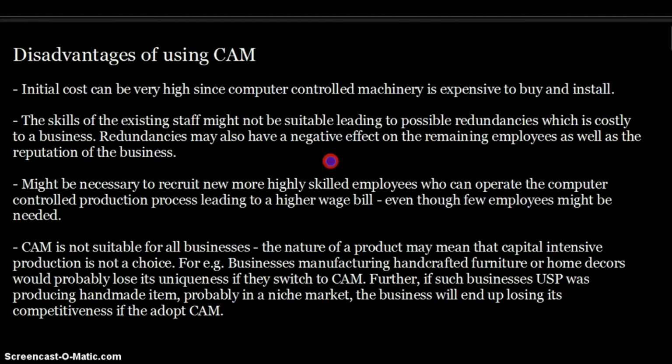Although that's not the case, some people might think that, but generally the reputation of the business is damaged because you are not having a good CSR policy. So if you have a CSR policy, then using CAM won't be too easy, because of the redundancies and everything.